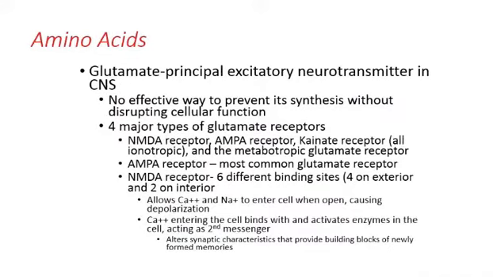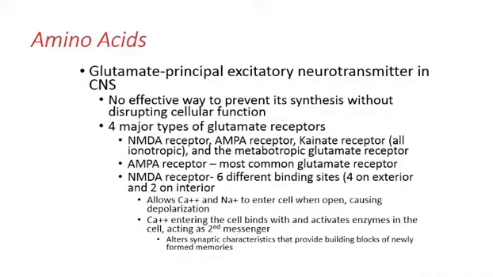We have a couple of amino acids that serve as major neurotransmitters, and the first amino acid is glutamate. Glutamate is the principal, or main, excitatory neurotransmitter in the central nervous system. And there's no real effective way to prevent its synthesis. There haven't been any good drugs that they've come up with to prevent its synthesis without disrupting cellular function altogether.